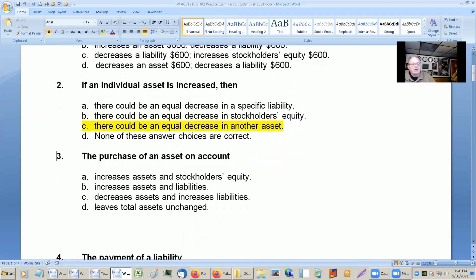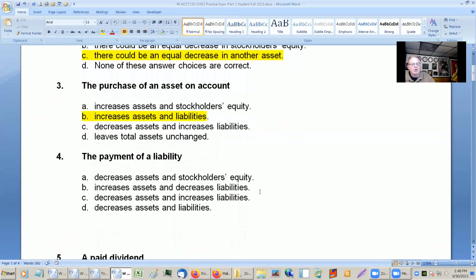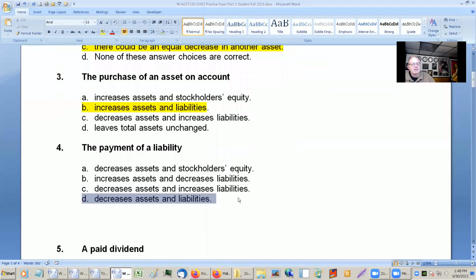Purchase of an asset on account increases assets and liabilities. You guys got that. Number four, the payment of a liability. Increases assets and liabilities. You guys got that one.